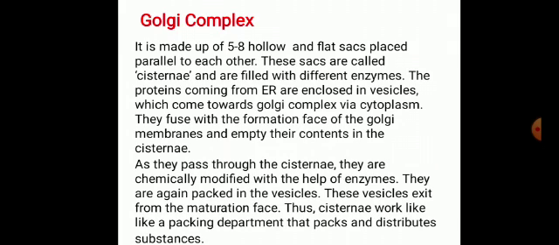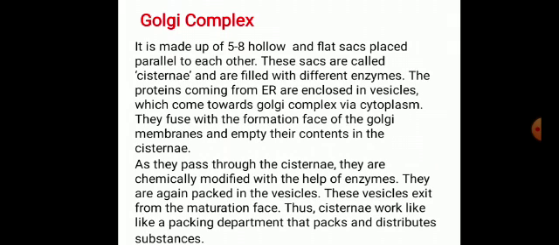Now, what is the function of packaging department of any factory? The packaging department of any factory packs the products that are manufactured in the factory. The cell organelle Golgi complex also acts as a packaging department that packs and distributes substances. Let us study in detail about this Golgi complex.